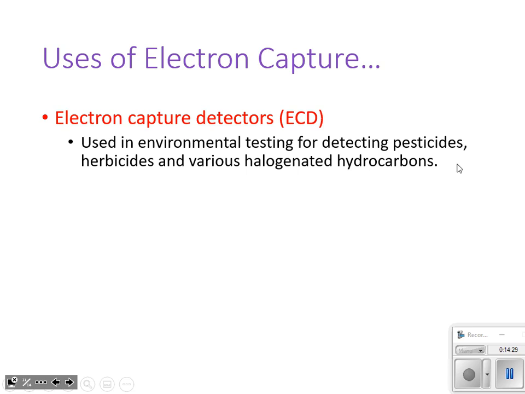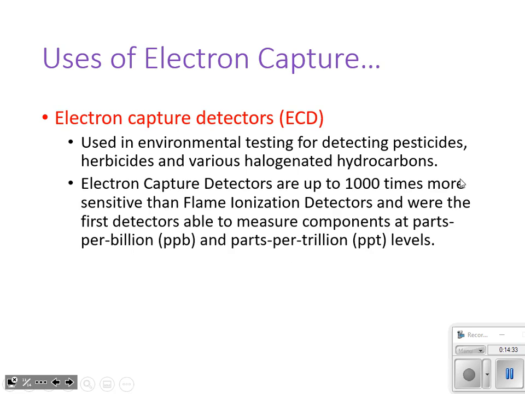Now, what's the idea with the electron capture detectors? What's the big deal about them? Well, they are 1,000 times more sensitive than the flame ionization detectors. So they're a lot more sensitive than the previous detectors that they were using to find these things. They're able to measure components at parts per billion and parts per trillion levels.